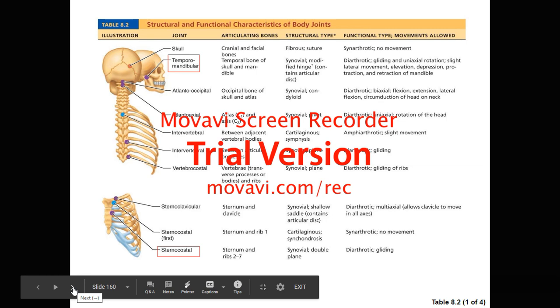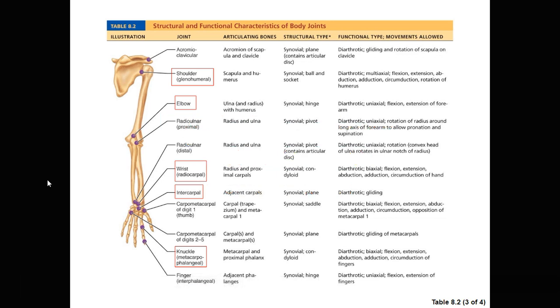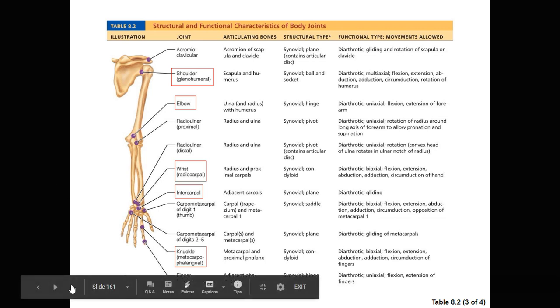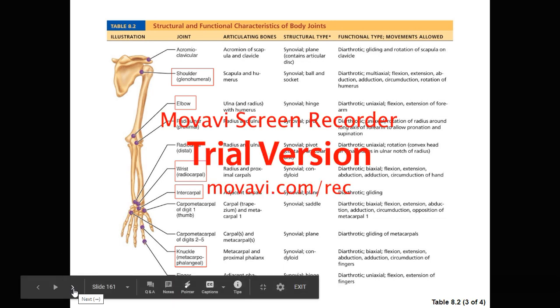Most of these we did talk about: shoulder, elbow, wrist, intercarpal, metacarpal, phalangeal. We talked about all of those already, but this table summarizes it. It has everything so that you can see everything you need to know in one place.